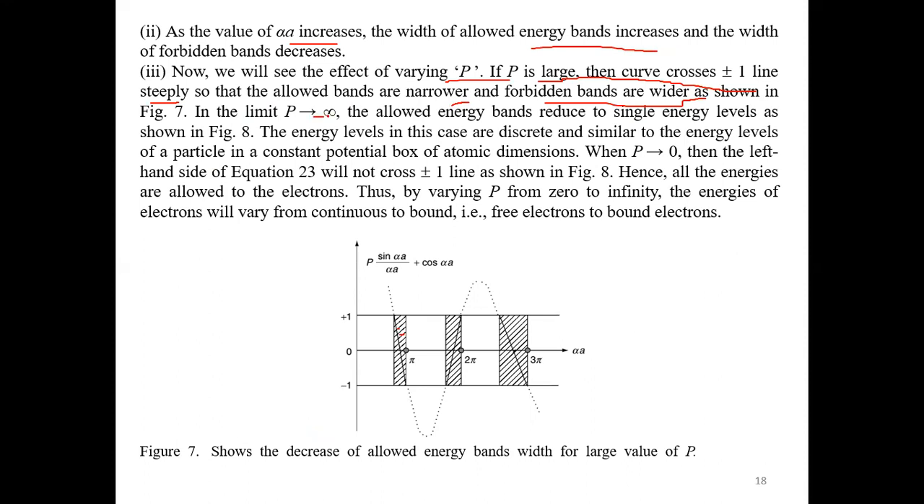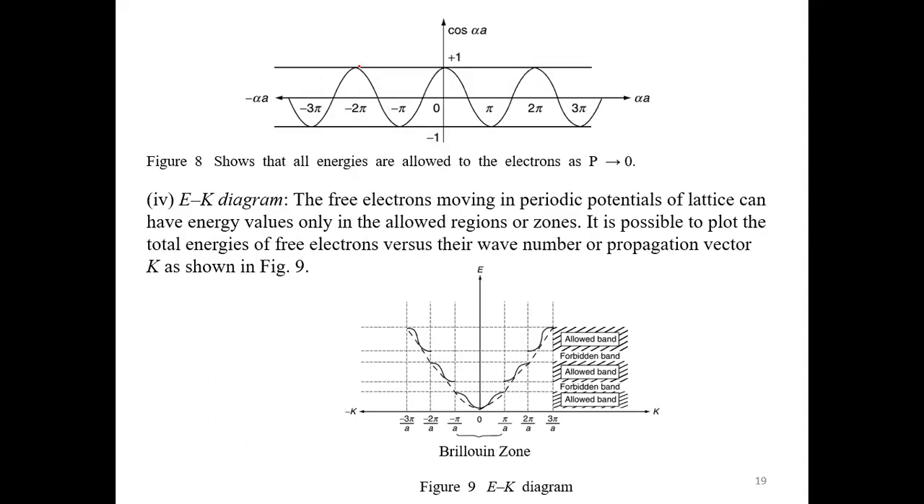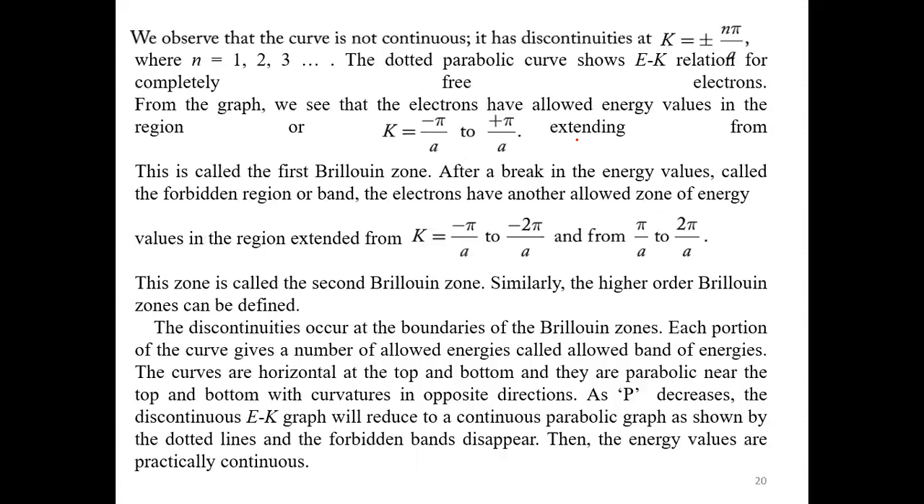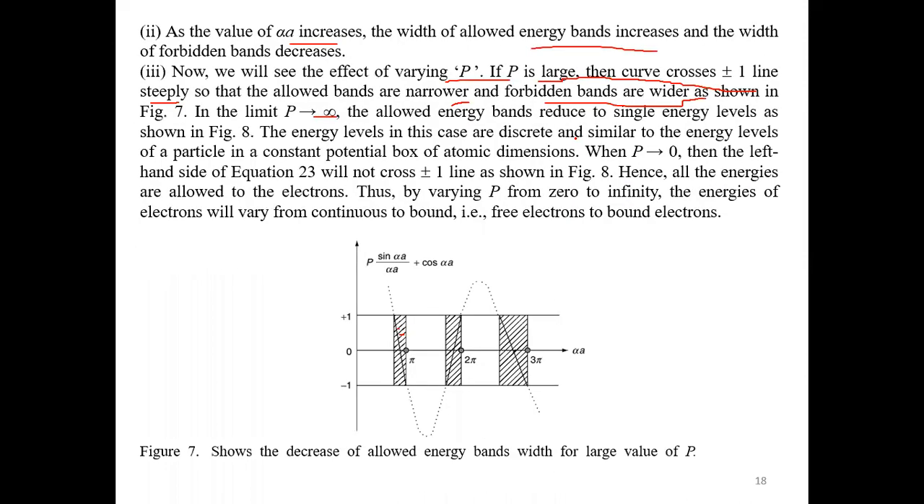In the limit P tends to infinity, the allowed energy band reduces to a single energy level as shown in figure 8. So this reduces to a single energy level. At P tends to 0, all energies are allowed to the electrons. Thus, by varying P from 0 to infinity, the energy of the electron will vary from continuous to the bound state, that is, from free electrons to the bound state. So that's number 3.